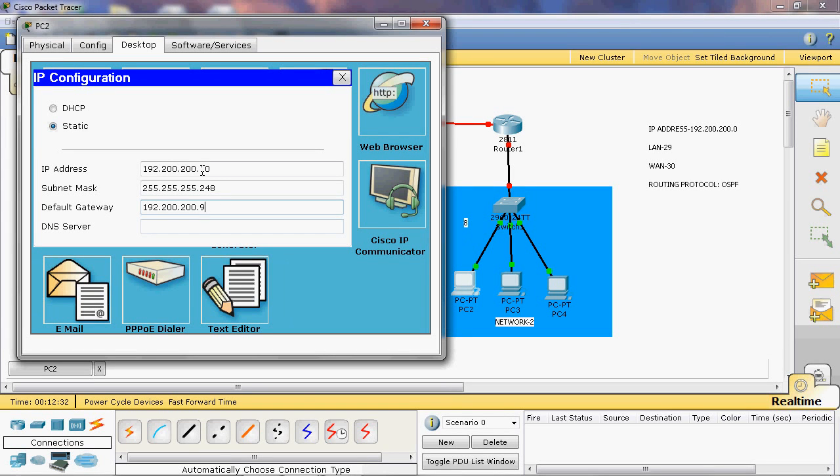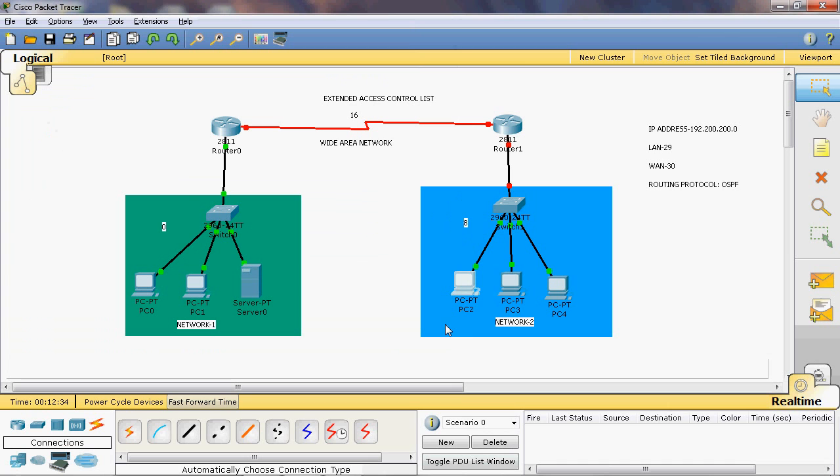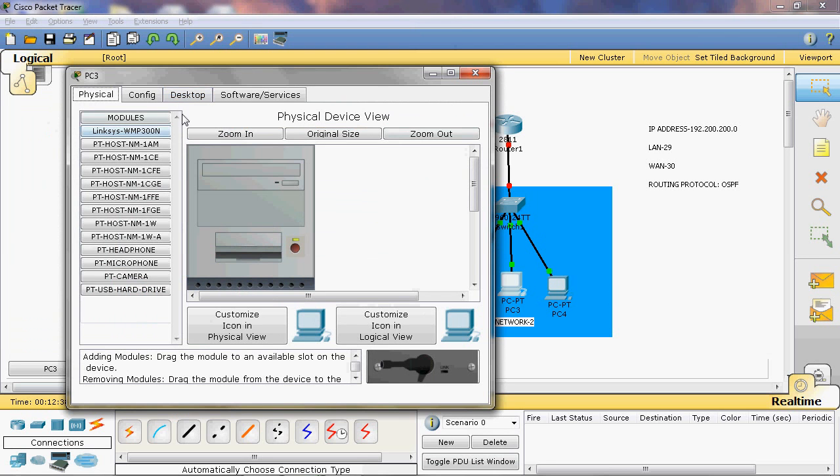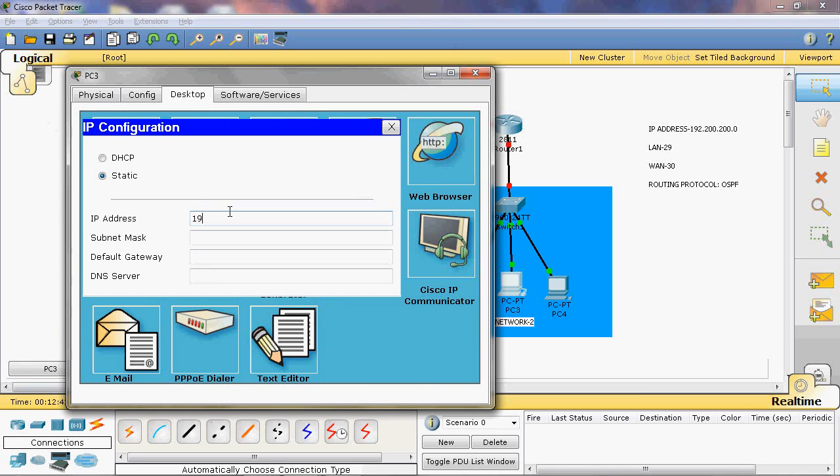200.200.9. The default gateway is common for all the hosts in the local area network 2. 192.200.200.11. Subnet mask is 248. Default gateway is 192.200.200.9.